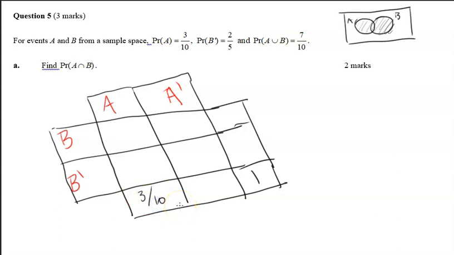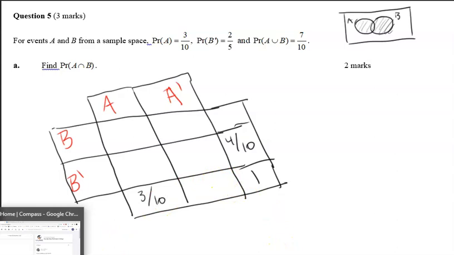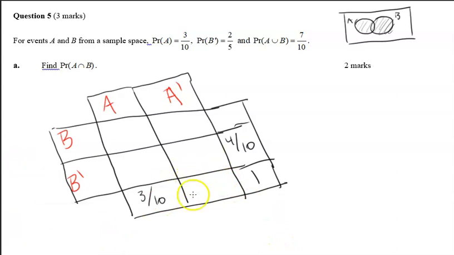And also the probability of B not happening is 2 out of 5, or 4 out of 10. Now, we can also determine what this is here by just getting 1 take away 3 over 10. So that there is 7 over 10, meaning this here has to be 6 over 10. Now, some students got up to this point and then got stuck because they knew they had to use this somewhere. They just didn't implement it properly within here.